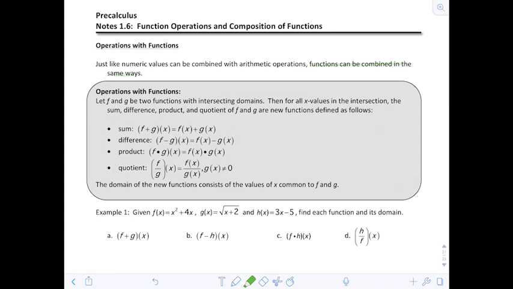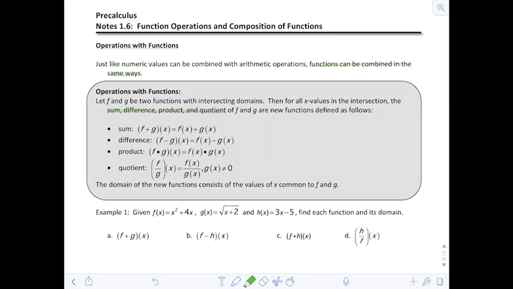So if we look at this gray box, operations with functions, f and g are two functions with intersecting domains. So for all x values in the intersection, the sum, difference, product, and quotient of f and g are new functions defined as follows. So really, these 4 bullet points are just going to be some notation to look at, and then we'll get into the examples.